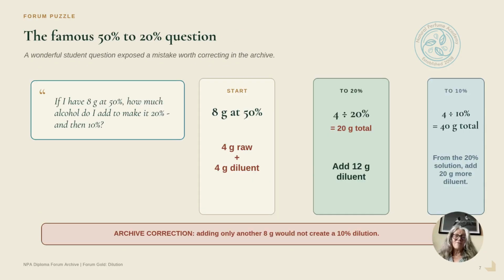8 grams at 50% contains 4 grams of aromatic material. That 4 grams never changes. To reach 20%, enlarge the total mixture to 20 grams. To reach 10%, enlarge it to 40. That is the central idea behind the calculation.